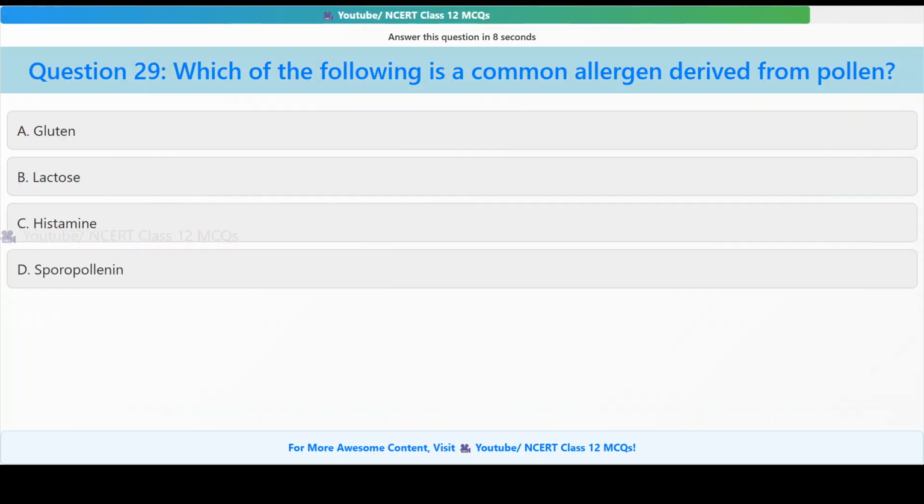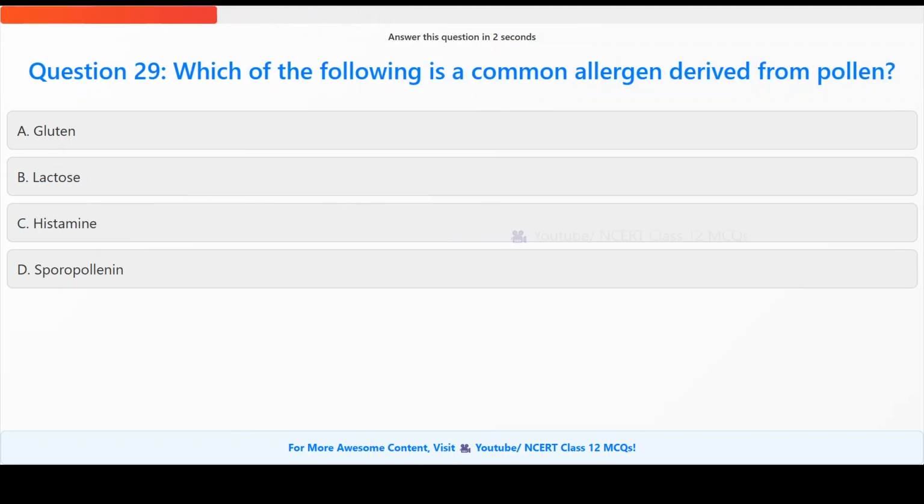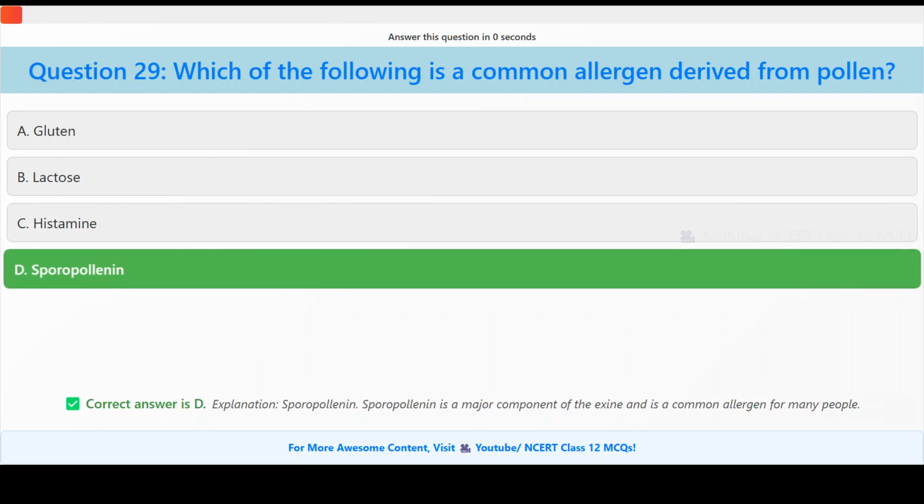Question 29. Which of the following is a common allergen derived from pollen? Sporopollenin. Sporopollenin is a major component of the exine and is a common allergen for many people.